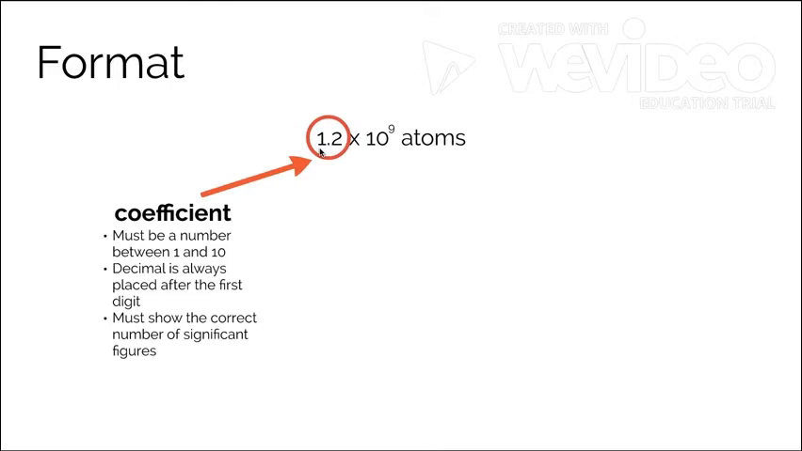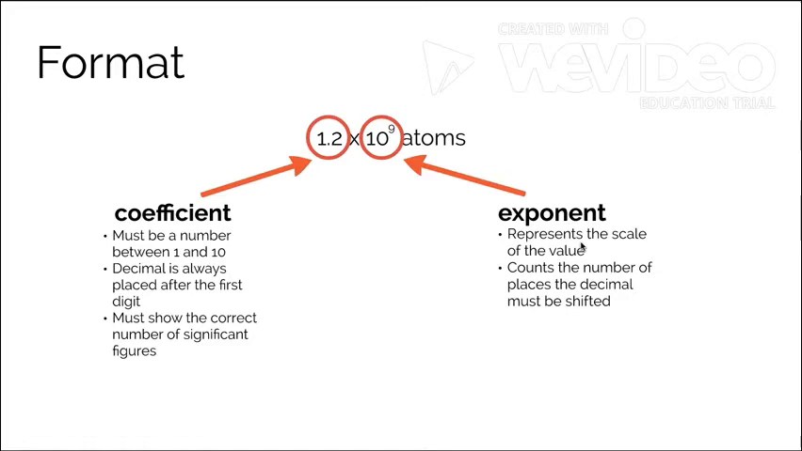Now, when we're using scientific notation, make sure that you show the correct number of significant figures. We talked about those in the last video. Now, the right section is called the exponent. What the exponent does is it represents the scale of the value, or in more practical terms, it tells you the number of spaces that you need to move your decimal. When you have a positive exponent, you will shift your decimal to the right. And when you have a negative exponent, you will shift your decimal to the left. But let's look at these examples a little more closely so we can make more sense of that.